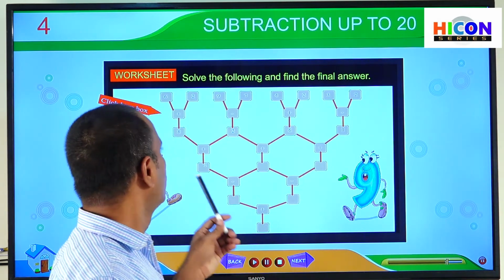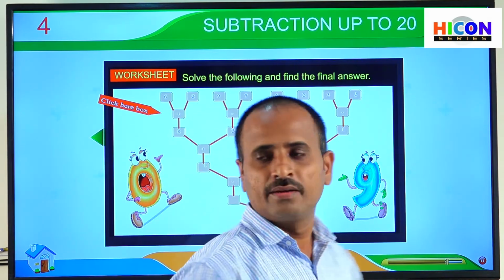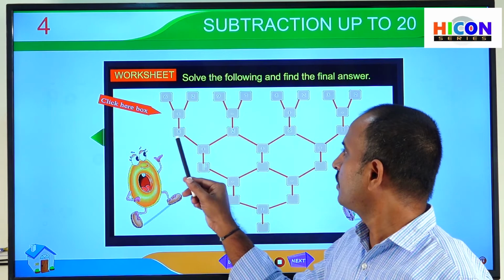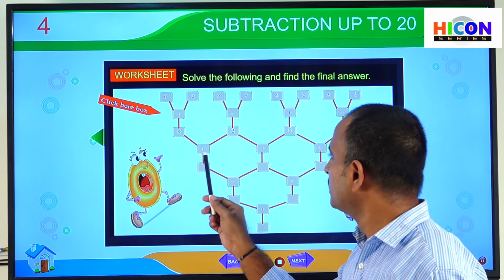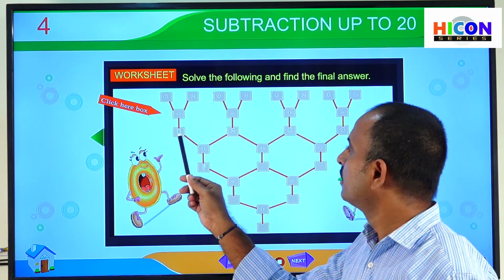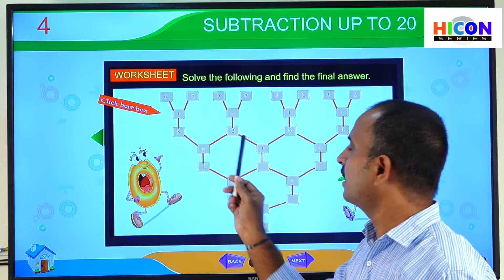Here children, look, here is 8 and here is 2. So the first number is 8 and the second number is 2. So the symbol is plus. We have to do addition. That means we have to add 8 and 2. The first number is 8 and the second number is 2.